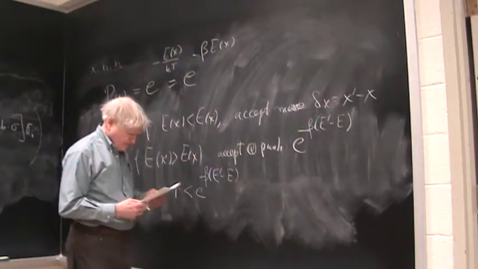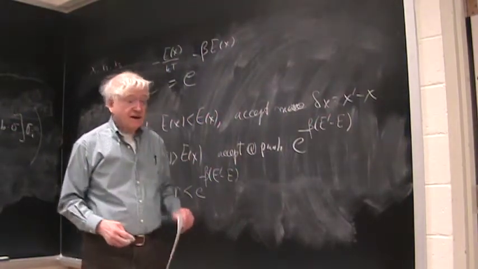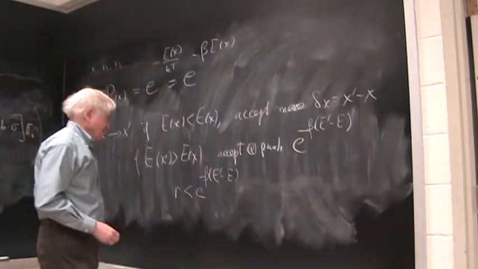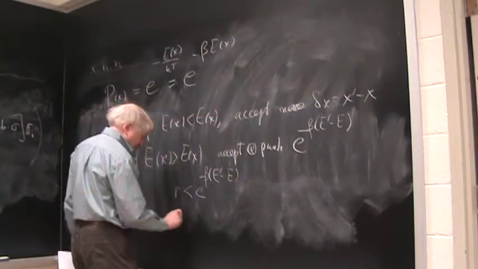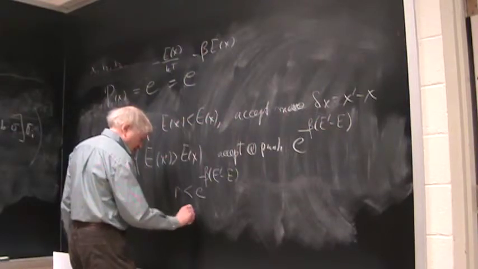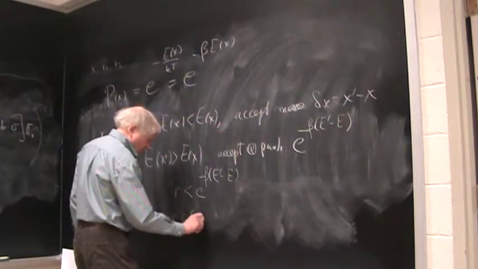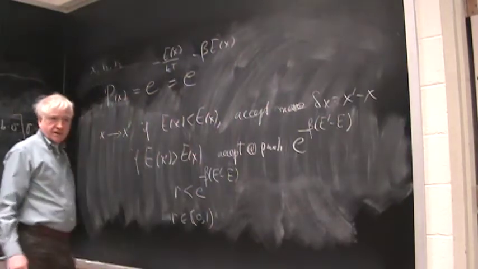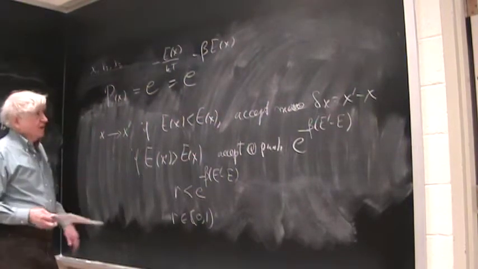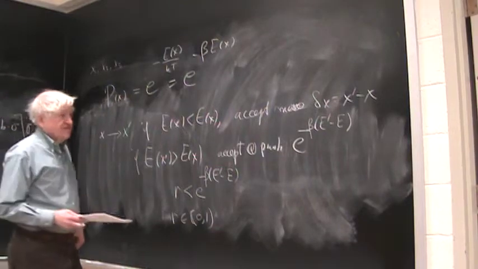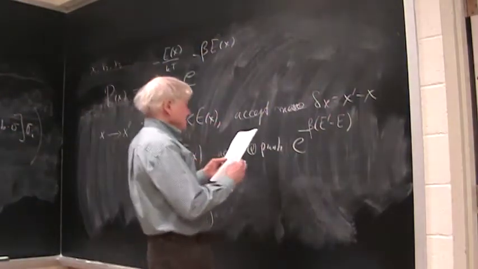All right. It's completely random, or is it? This guy is random. R is pseudo random on 0, 1. In fact, it's open.